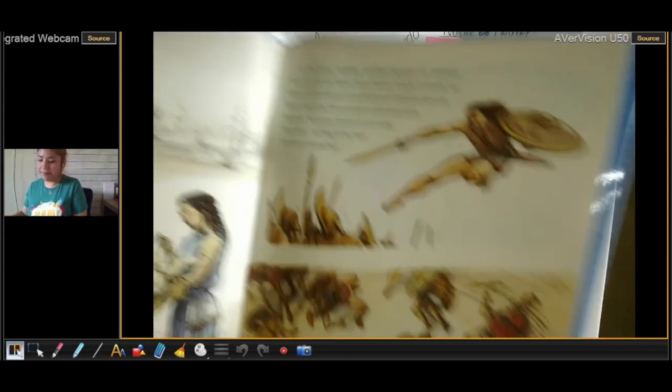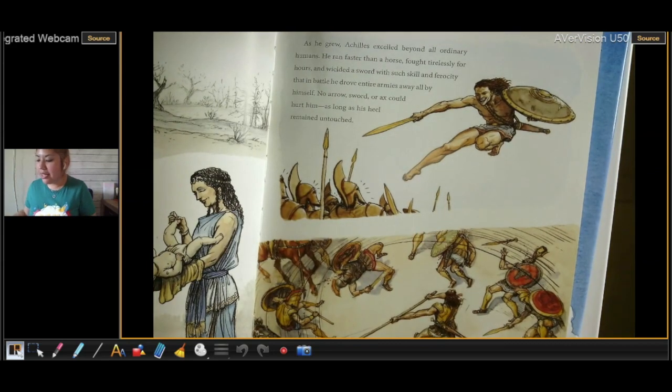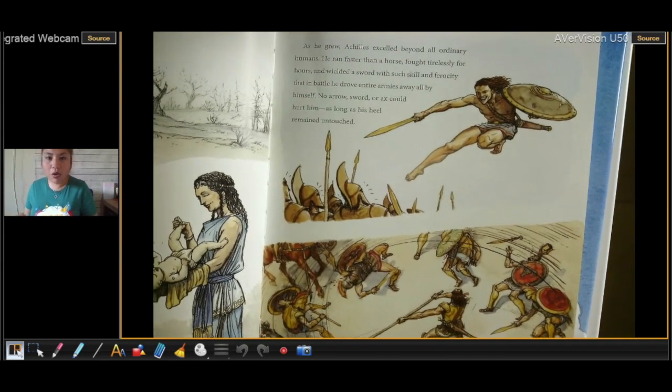Let's keep reading. As he grew, Achilles excelled beyond all ordinary humans. He ran faster than a horse, fought tirelessly for hours, and wielded a sword with such skill and ferocity that in battle he drove entire armies away all by himself. No arrows, sword, or axe could hurt him as long as his heel remained untouched.